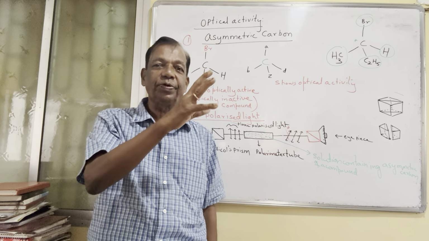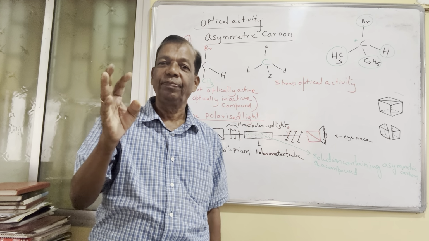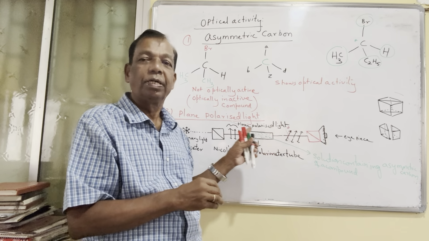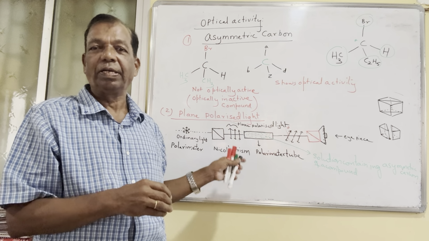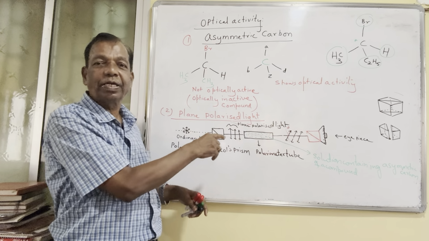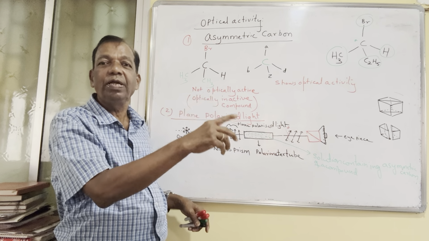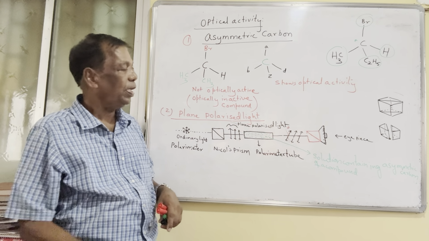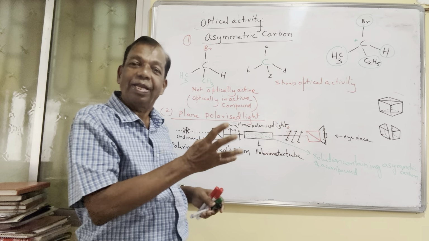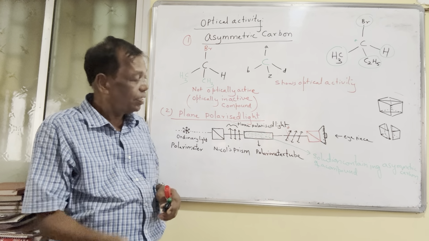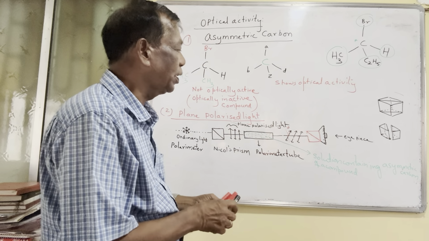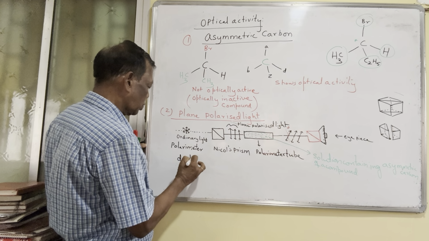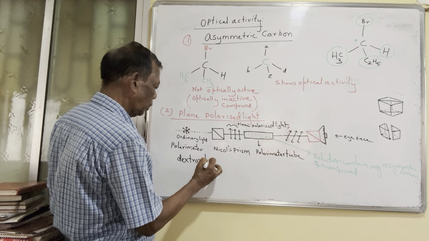Alright. So what is required first here? Asymmetric carbon, and that compound should be in a position to rotate the plane of plane polarized light. What is plane polarized light? Light having waves vibrating in only one plane perpendicular to the direction of propagation. If it rotates in one direction, to the right, then that compound is called dextrorotatory.